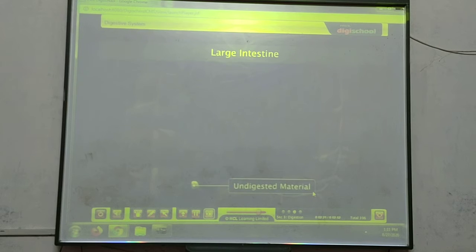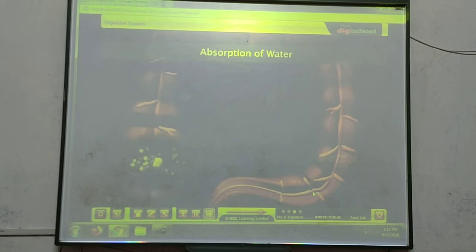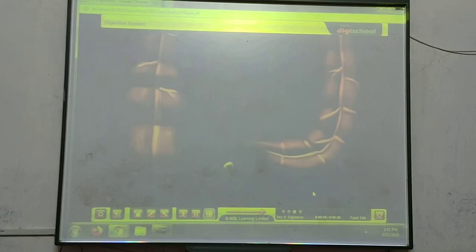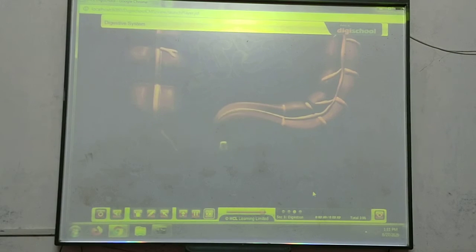Not all the food gets digested. The undigested food moves into the large intestine. Here, the water is reabsorbed into the body. The undigested waste is finally removed through the anus in the form of solid feces.